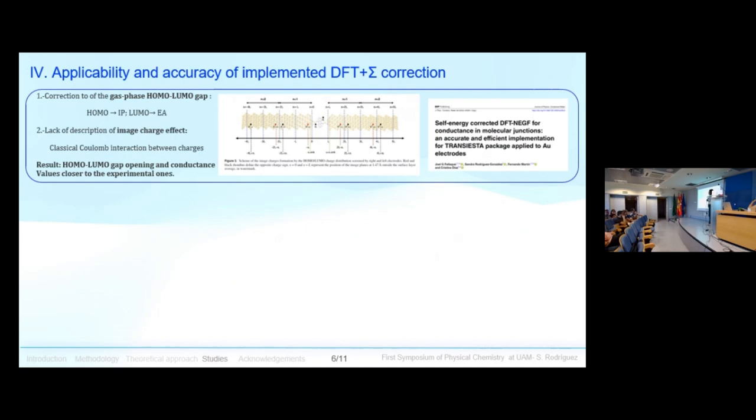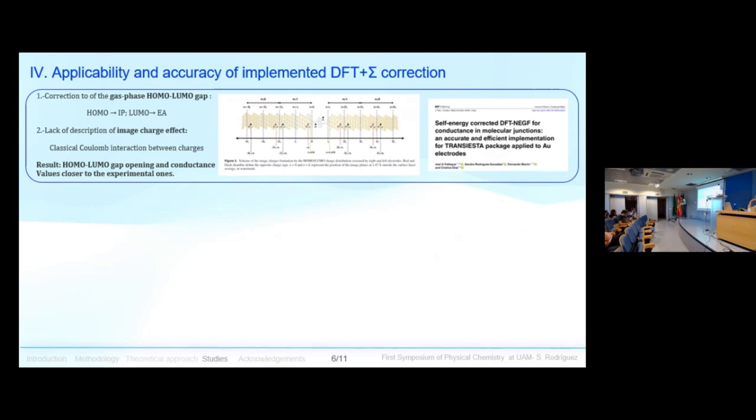Well, knowing all of that in mind, and considering the non-equilibrium Green function DFT approach that we use to simulate this kind of spectra, DFT underestimates the gap of the system. And for that reason, we obtain a simulation with overestimated conductance in comparison with the experimental result. In addition, it doesn't account for the charge image effect. So both effects modify the gap and thus the final value of conductance.